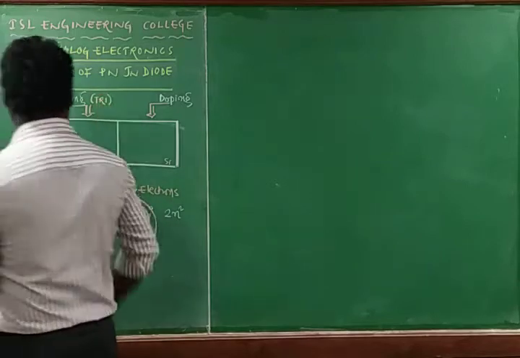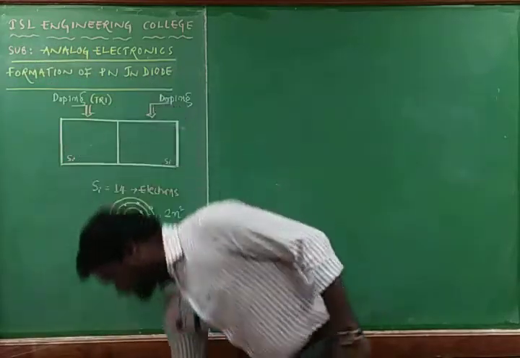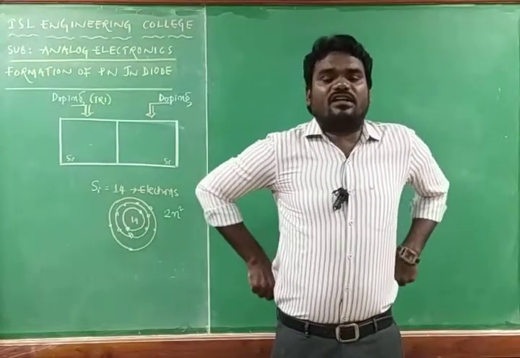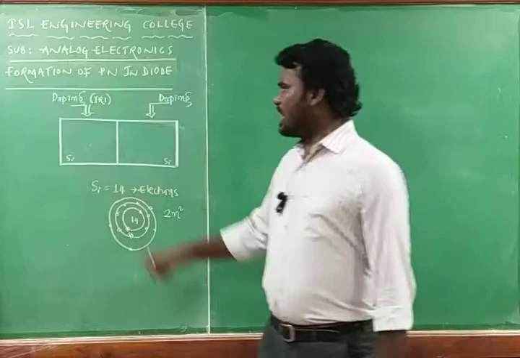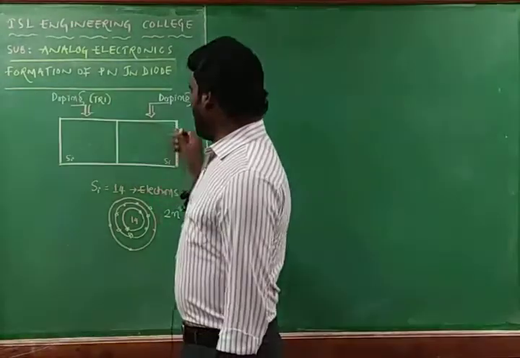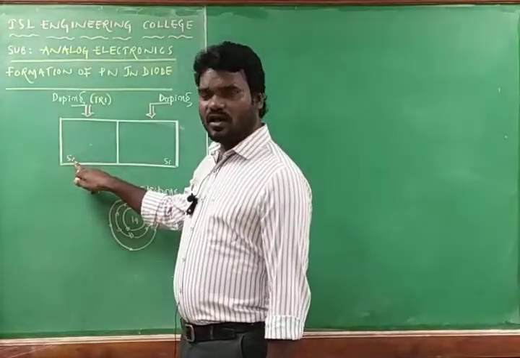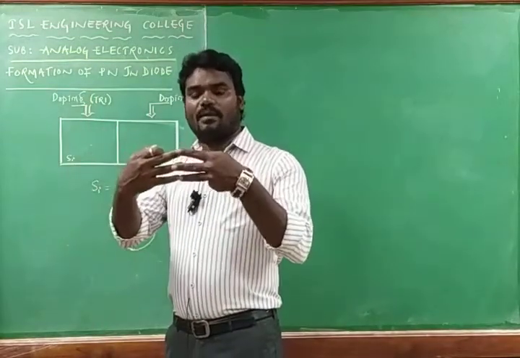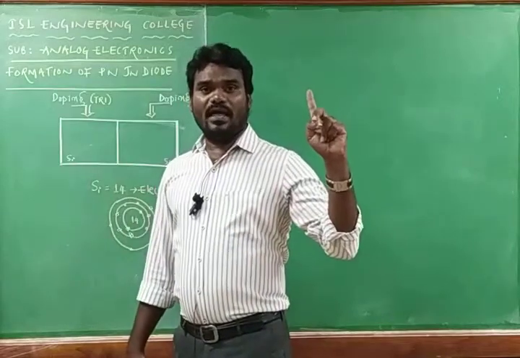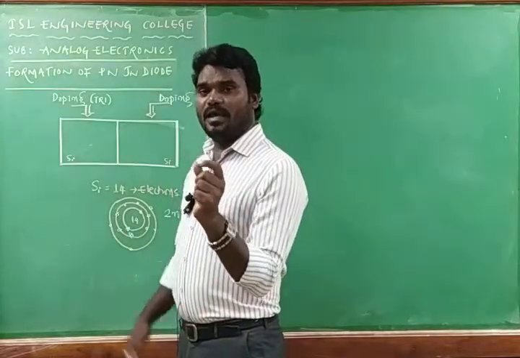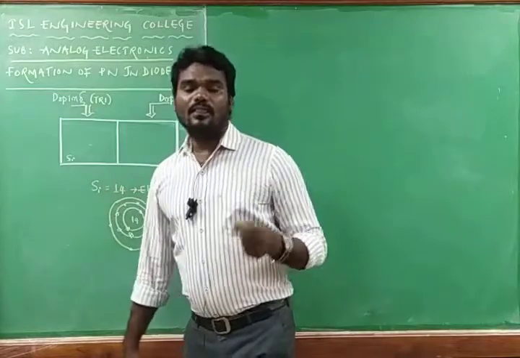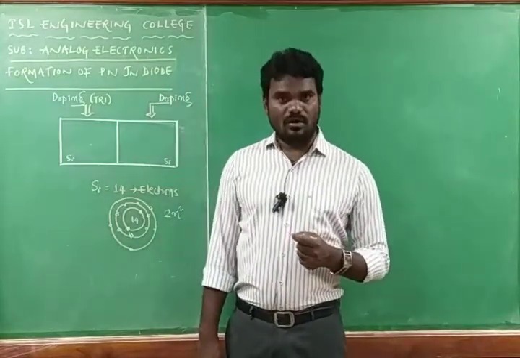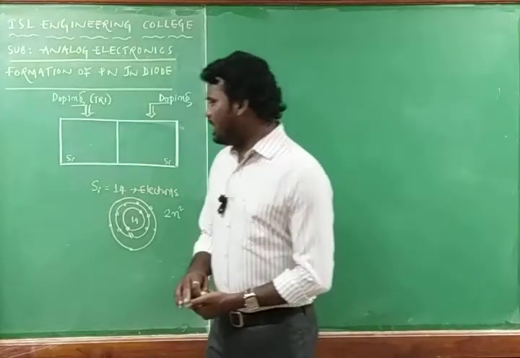Trivalent means tri is 3. These are elements which have 3 valence electrons. Silicon requires 4 and the trivalent element gives only 3, so 4 to 3 will make the covalent bond. One electron will be empty, and that covalent bond with the one empty position is called a hole. I hope I am clear here.